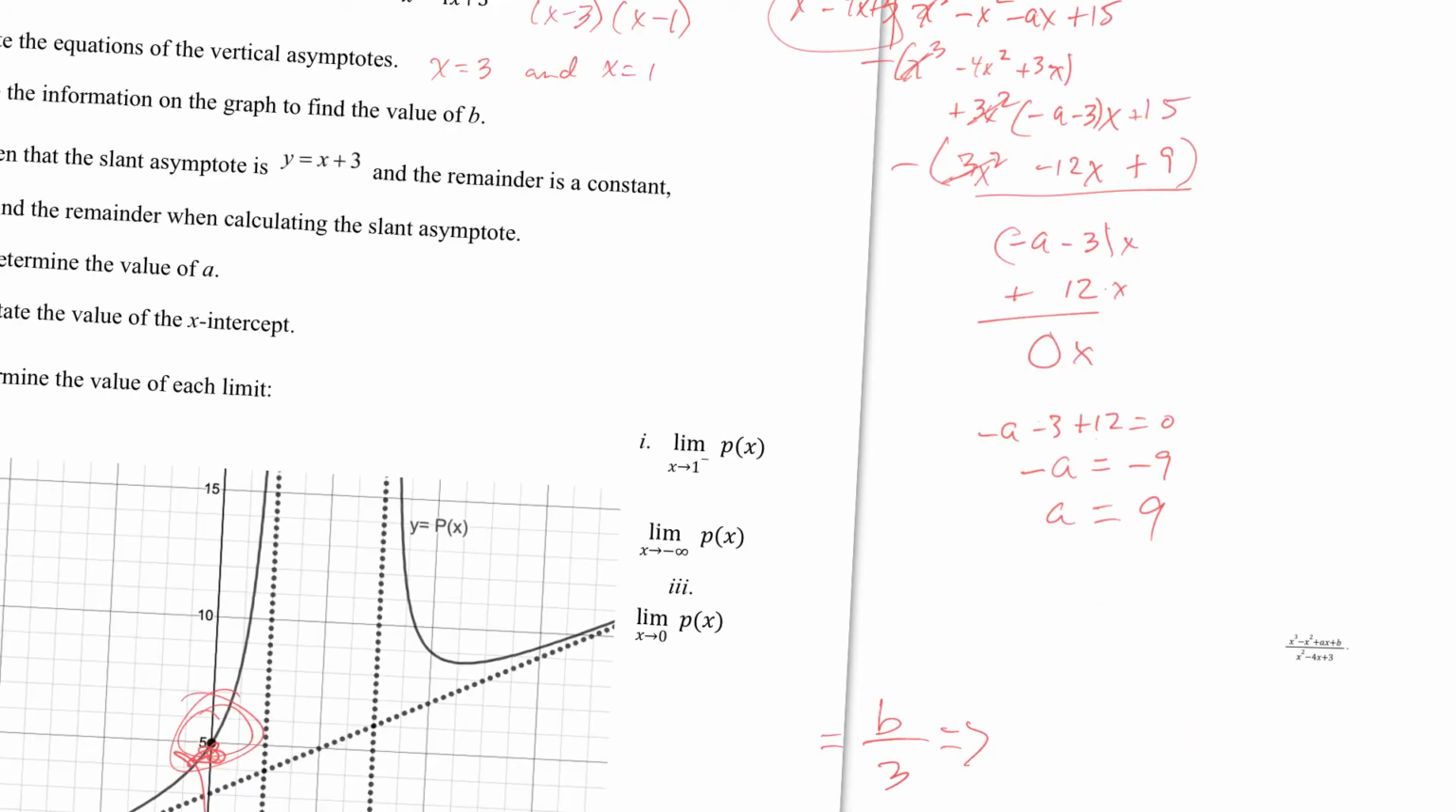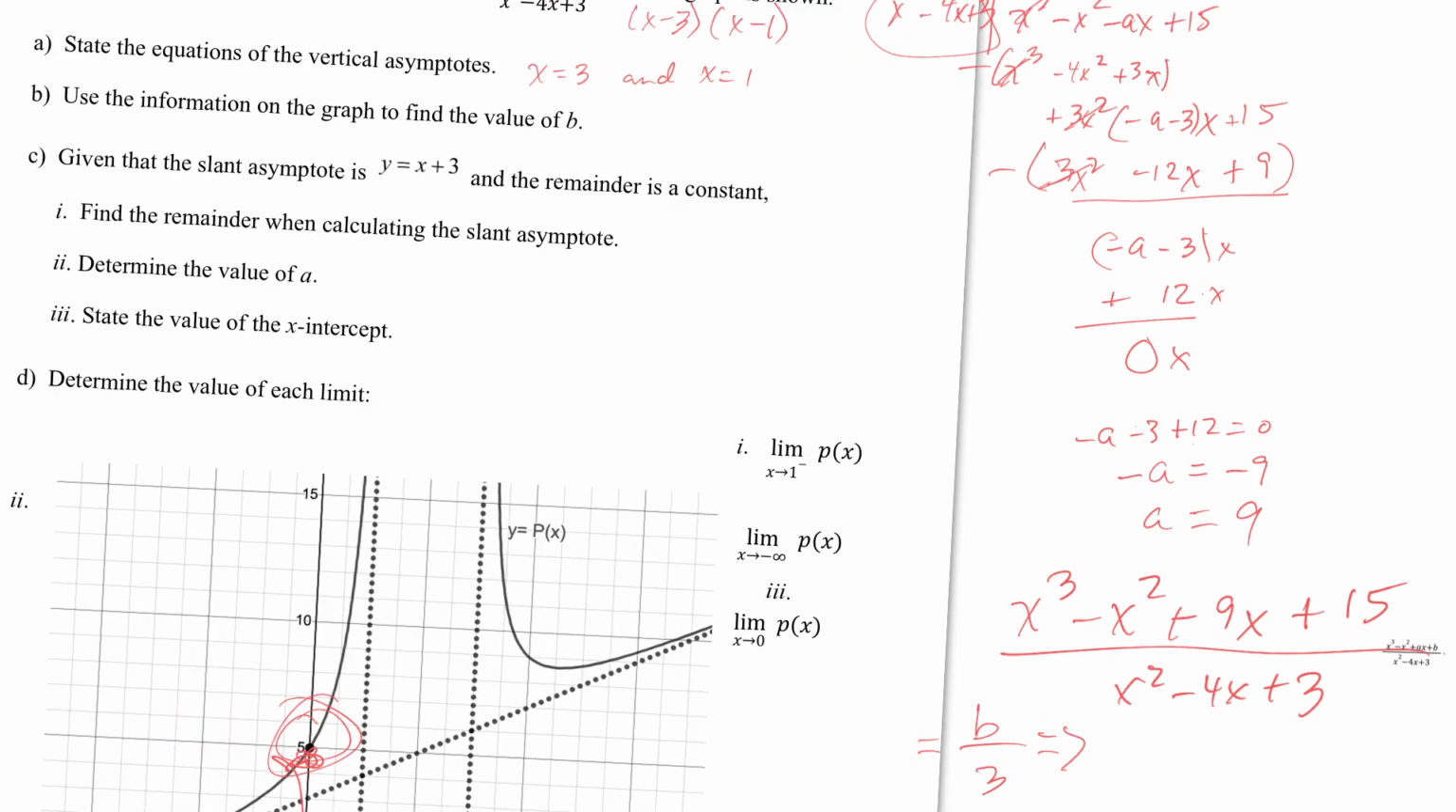And if a is 9 and b is 15, we are left with x cubed minus x squared plus 9x plus 15 divided by x squared minus 4x plus 3. Okay, now, lastly, it says, what is the value for the x-intercept?